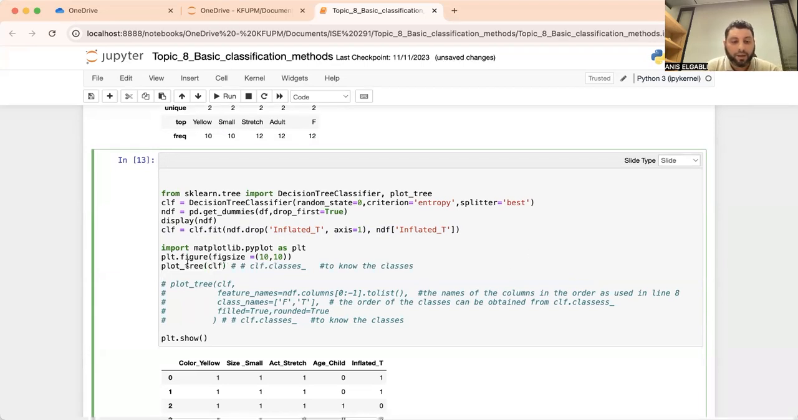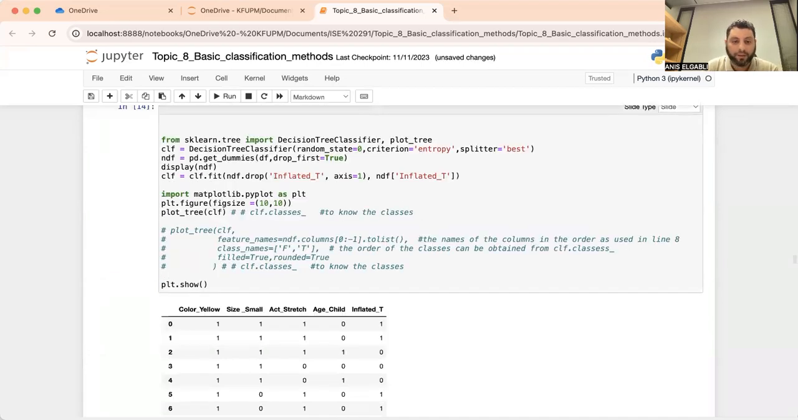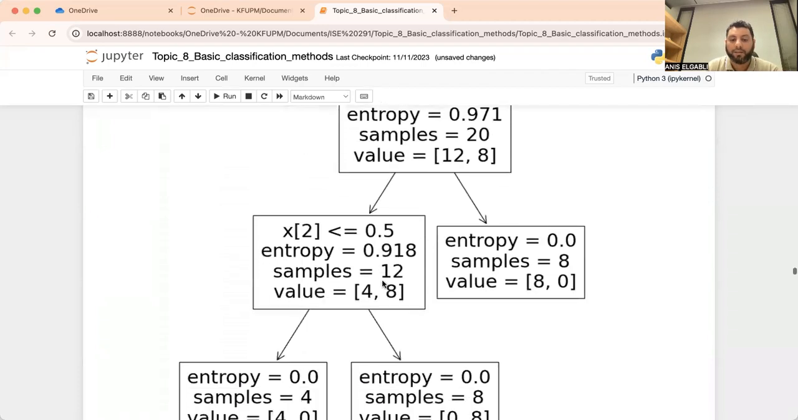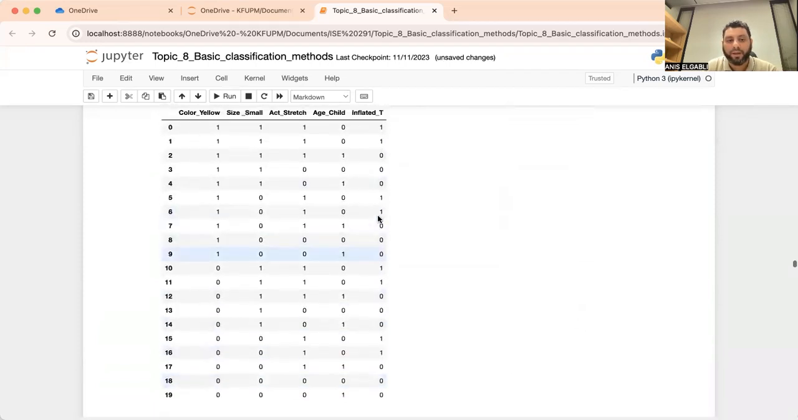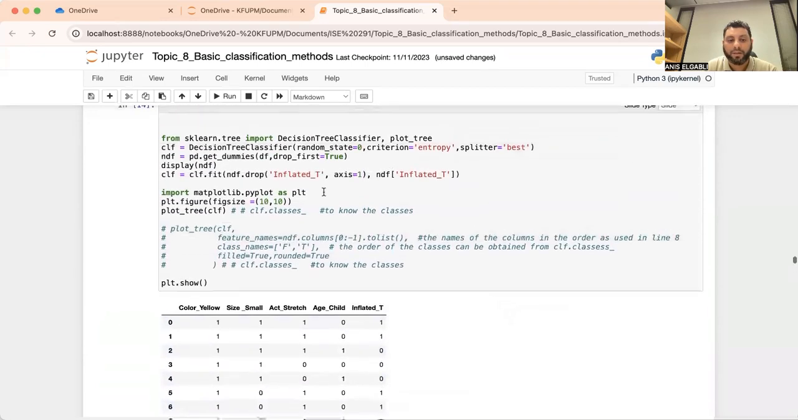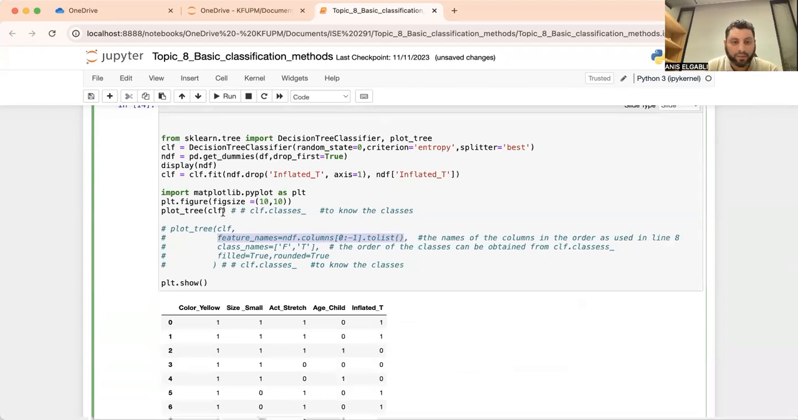Okay, so here we are plotting the tree. Let me look at the tree with you here. This is the tree. Now if you look at this tree, x of 3 is the third feature. Then I need to go back every time and see what x of 3 is. If I pass this here as an input argument, I don't need to do that. The features will be printed in the tree. So feature names is equal to all columns after dropping the last one, to list. Okay, so these are my feature names.